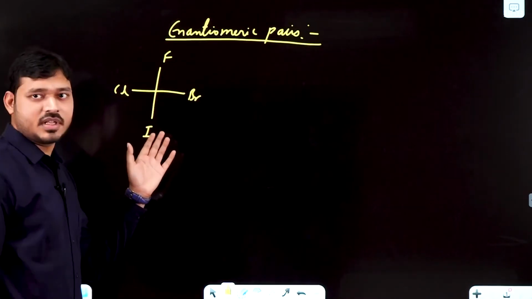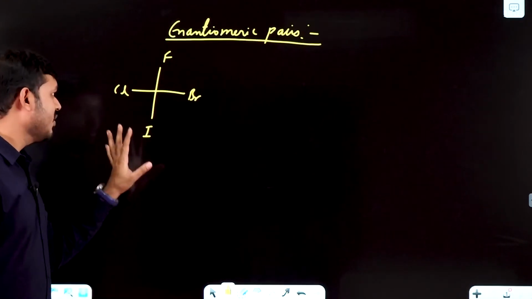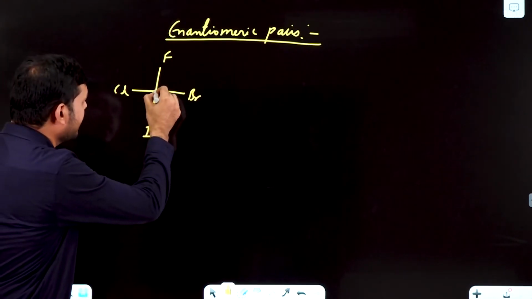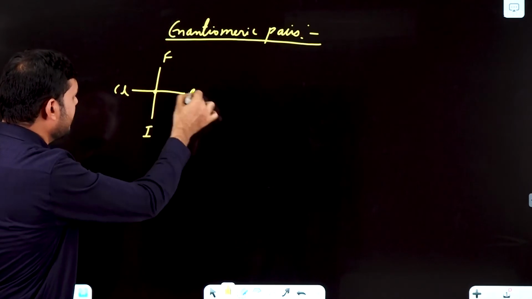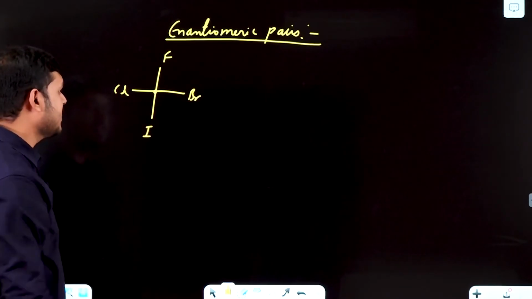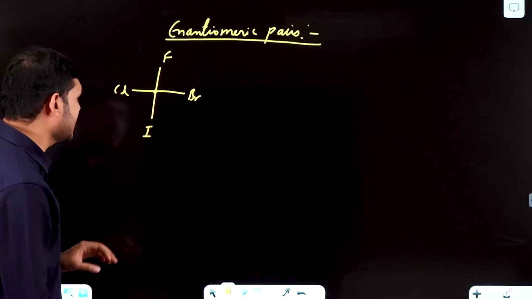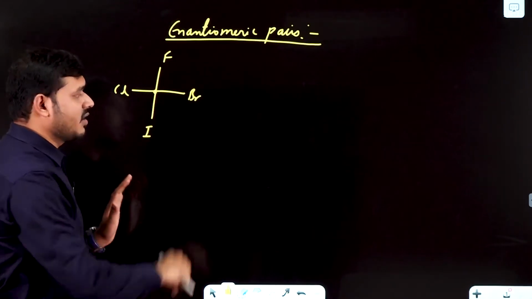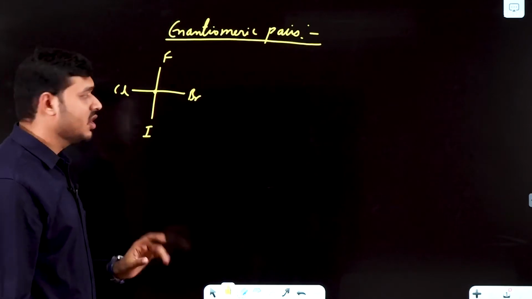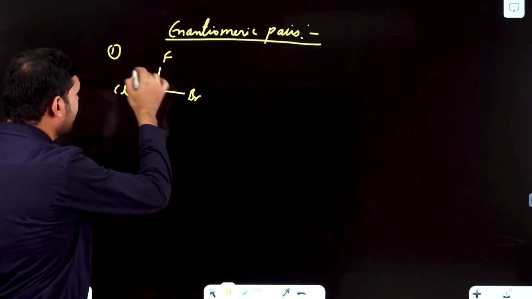Now let's observe this compound. As we know, this compound has carbon with fluorine, chlorine, bromine and iodine. This is one chiral center and this compound is optically active. Now the question arises, what will be its enantiomer? Means its enantiomeric pair will be what? So just draw the mirror image of this compound.